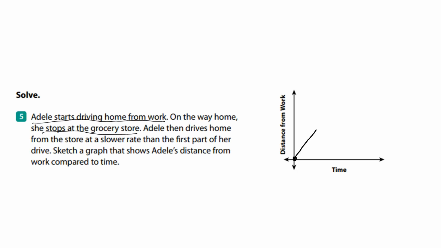Then she's going to stop at the grocery store. So that's going to be a straight horizontal line. Then she drives home at a slower rate. So we're going to go up slowly versus the fast speed we went in the beginning.